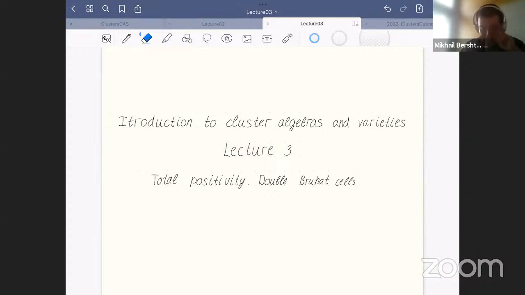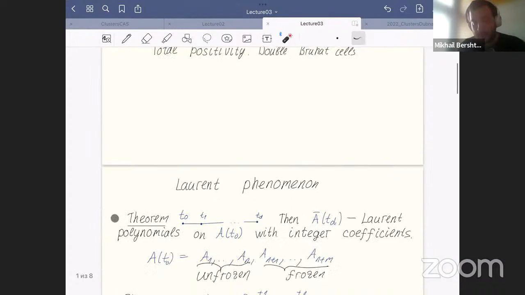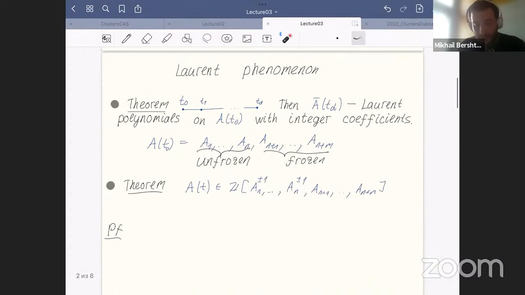Today I'm going to talk about total positivity. And if time permits, I will talk about double Bruhat cells. But let me start slowly. First, I want to recall a point where we stopped last time. Last time we discussed the Laurent phenomenon. Let me recall what it is.